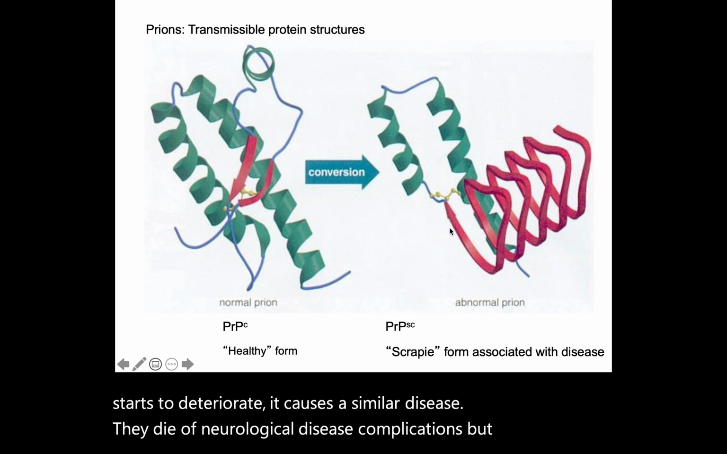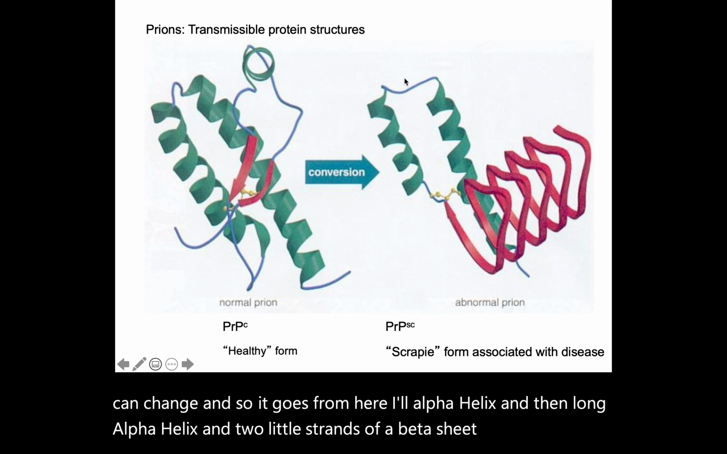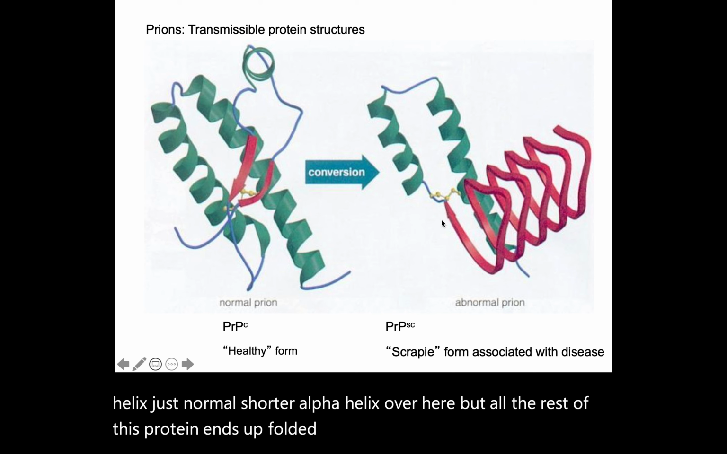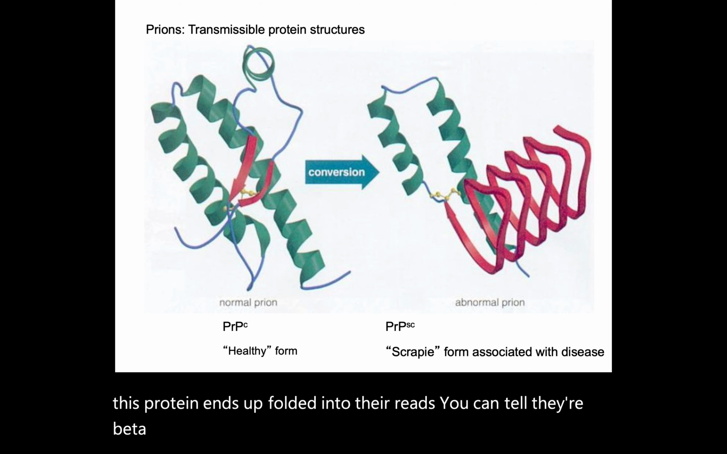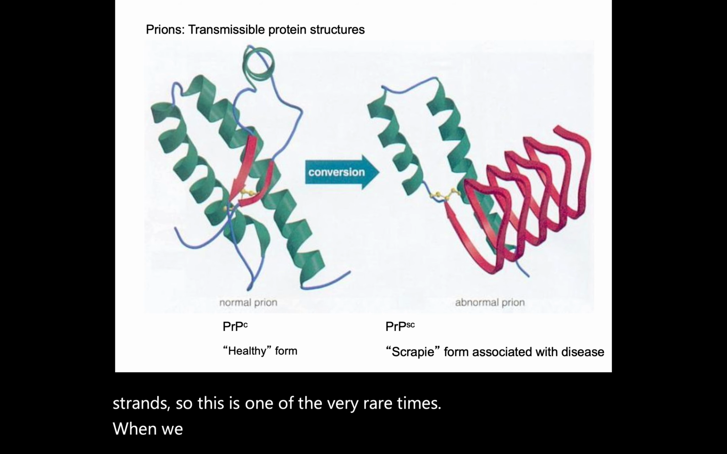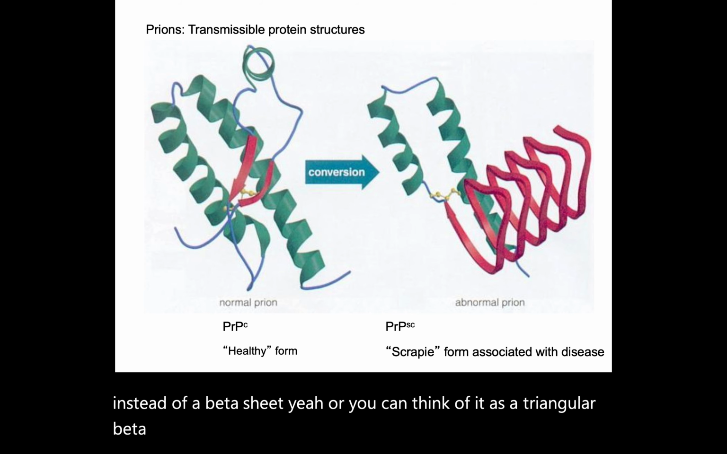But look how it can change. And so it goes from, here's our little alpha helix, and then long alpha helix, and then two little strands of a beta sheet, to long alpha helix, just like normal, shorter alpha helix over here, but all the rest of this protein ends up folded into, they're red, so you can tell they are beta strands, but they're folded up into a helix of beta strands. So this is one of the very rare times when we have a beta helix. It's a beta strand organized into a helix instead of a beta sheet. Or you can think of it as a triangular beta sheet. Triangular prism beta sheet.